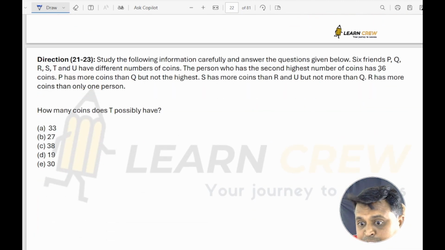Six friends, P, Q, R, S, T, U, have different numbers of coins. The person who has the second highest number of coins has 36. P has more coins than Q, but not the highest. So before P, there is somebody who is the highest. Who is highest?